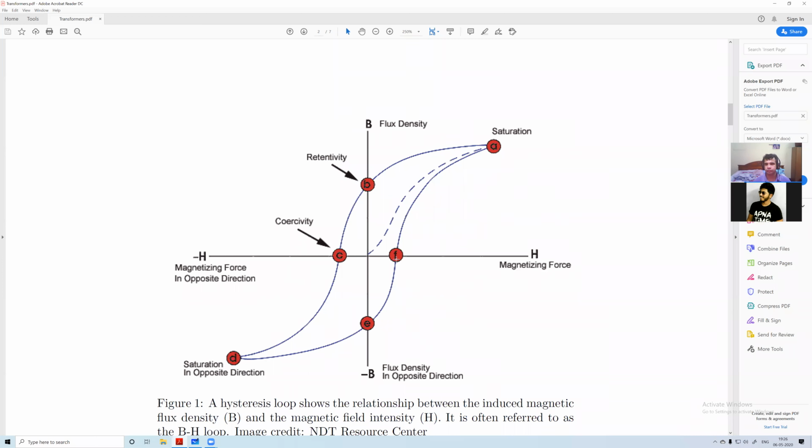Now, for a transformer, we use AC, not DC, right? So what happens? This H will move like this sinusoidally, correct? B will not move like this; B will take this type of path. And some of the energy is required to realign the dipoles. So this energy lost is the hysteresis loss in a transformer. Is it okay?